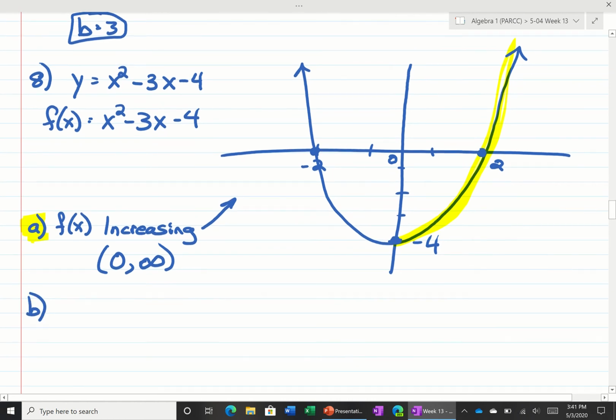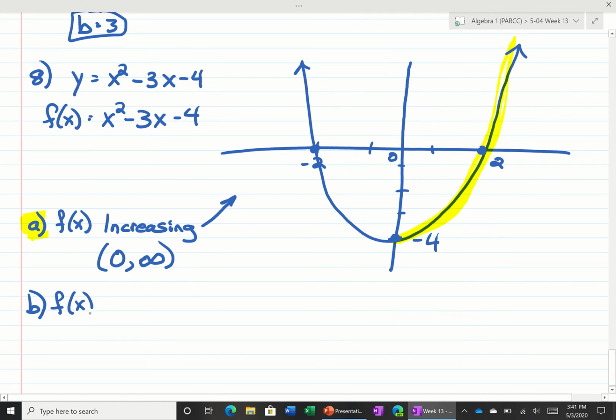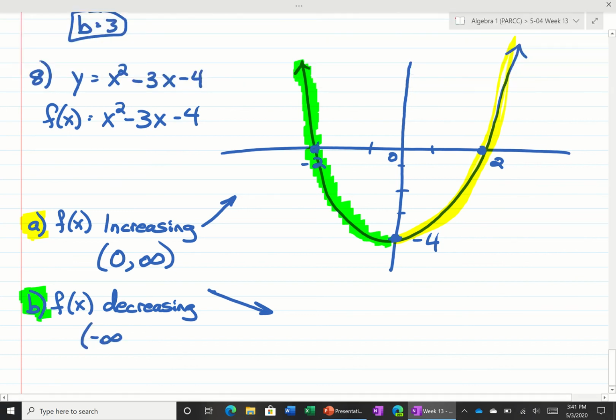For part B, it's asking, when is f of x decreasing? Decreasing means the graph is going down from left to right. And we'll use green. If you start here and go all the way down, just follow along the graph. You could see you're going all the way down, right? That would mean that the graph is decreasing. So if we start all the way from the left side of the graph, that's called negative infinity. We would stop decreasing once we get to when x is 0, which is right here.